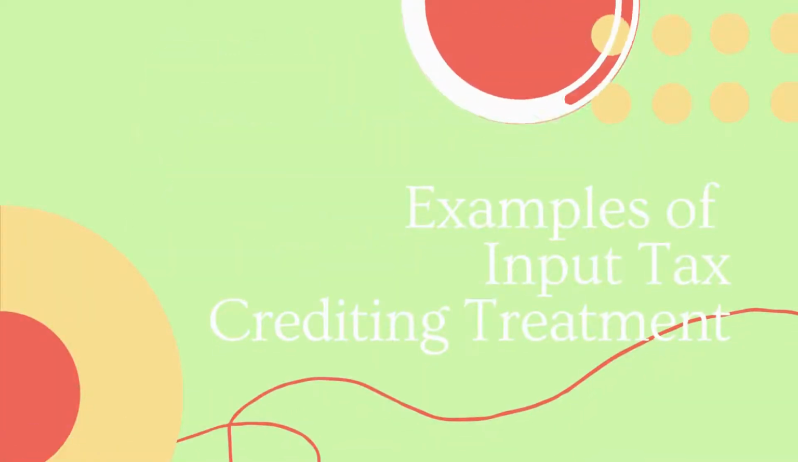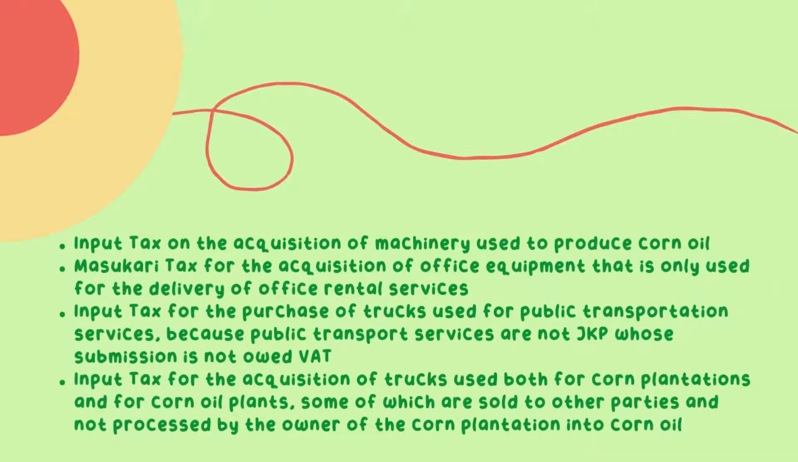Examples of input tax crediting treatment. Input tax on the acquisition of machinery used to produce corn oil. Input tax for the acquisition of office equipment that is only used for the delivery of office rental services. Input tax for the purchase of trucks used for public transportation services, because public transport services are not GKP whose submission is not owned VAT. Input tax for the acquisition of trucks used both for the corn plantation and for the corn oil plant, some of which are sold to other parties and not processed by the owner of the corn plantation into corn oil.